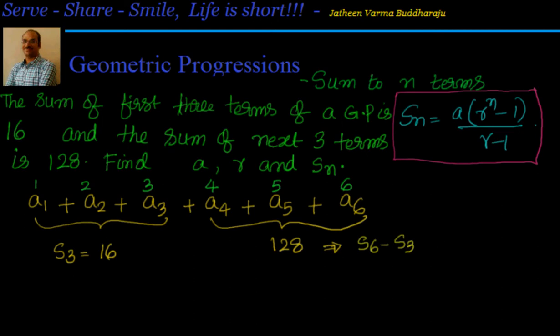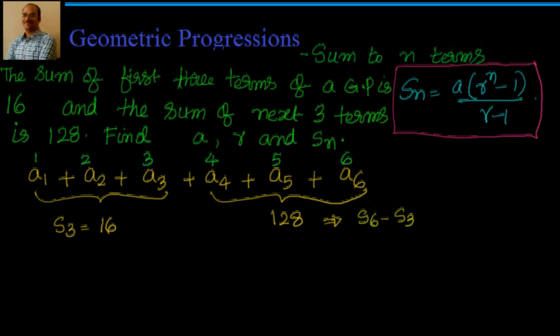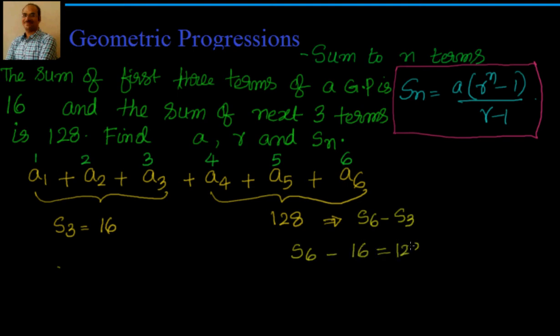Now we know the formula for this. So let us try to put them in the formula. Now what is S3? 16. So can I go ahead and say S6 minus 16 equals 128? That gives me S6 equal to 144. And also we know S3 equals 16. Now let's put the formula. What will be our formula?